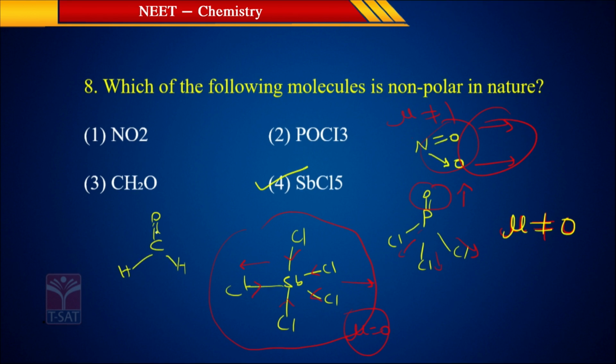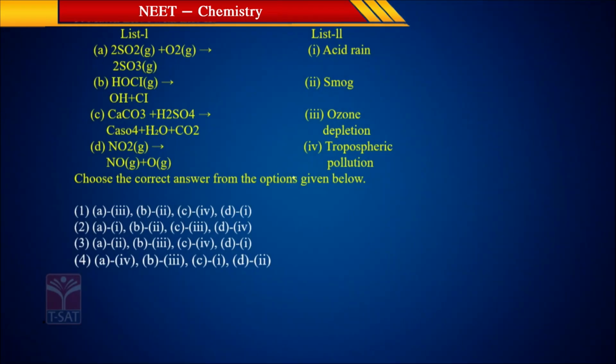In this also it will be like this, but different atoms. So, net vector moment not equals 0, dipole moment also not equals 0. Okay. So, 8th question, option 4 is the correct answer. Next, coming to the 9th question.